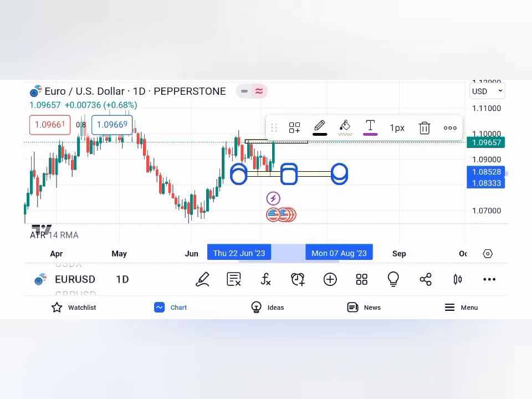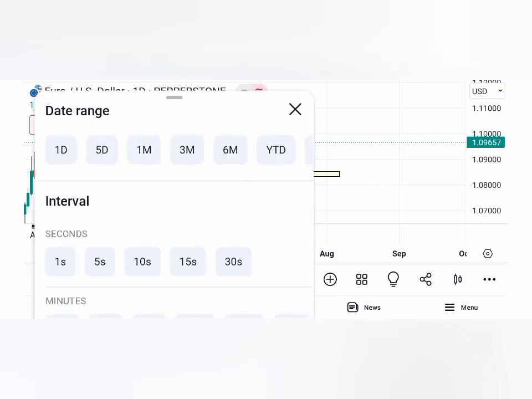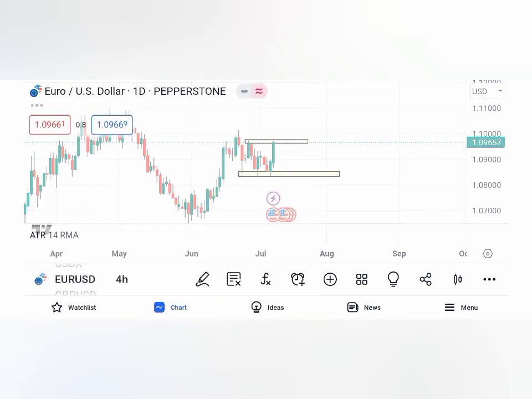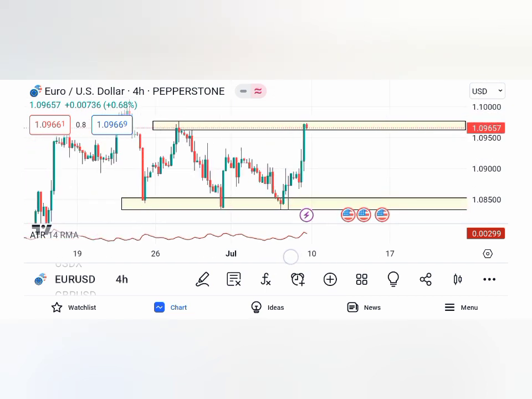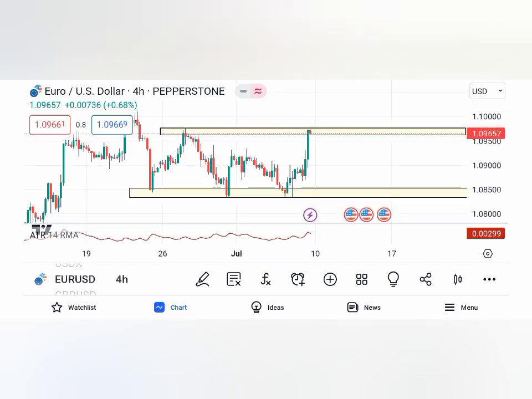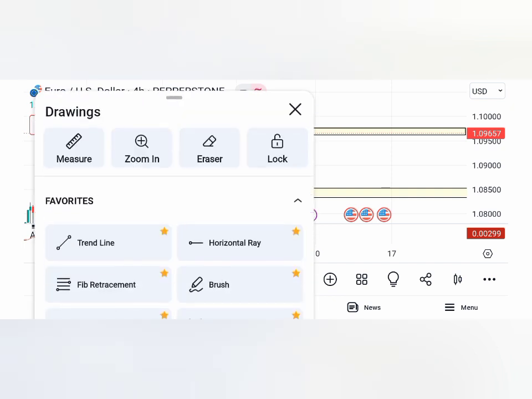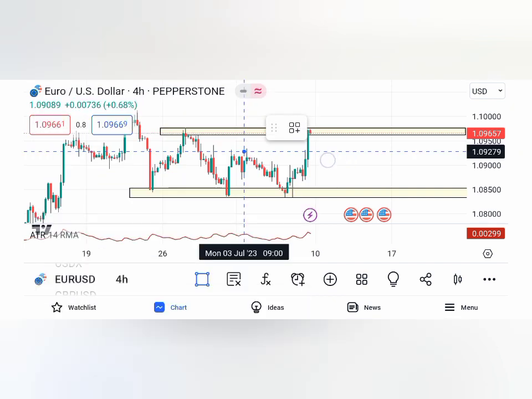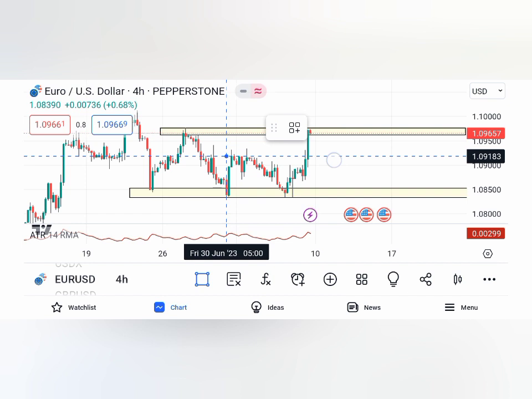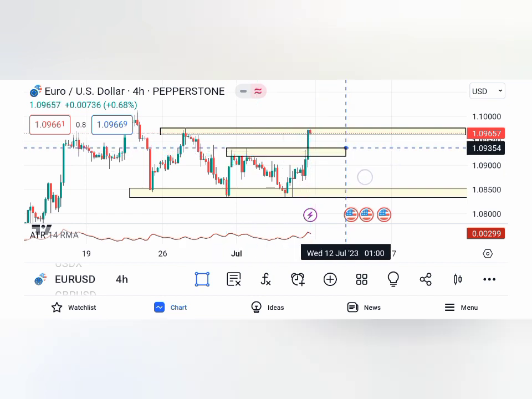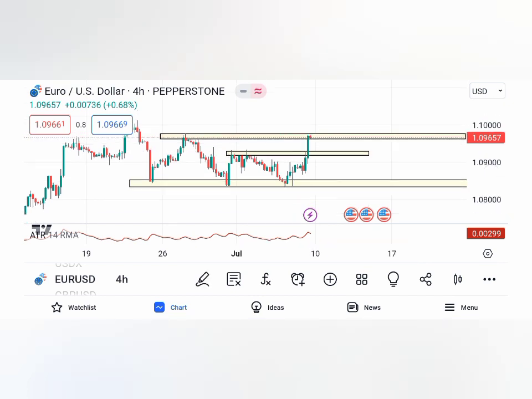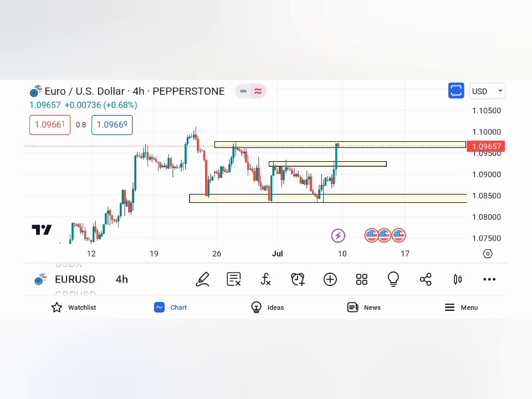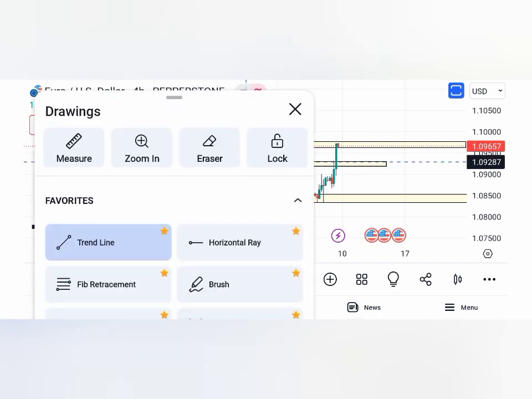So let's move to the 4-hour time frame and see what we have there also. On the 4-hour time frame, we can spot a key level here, at this very point here. And also we can get a trend line at this very point here.